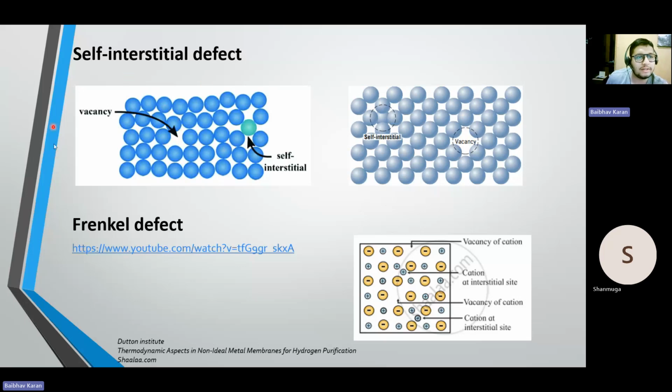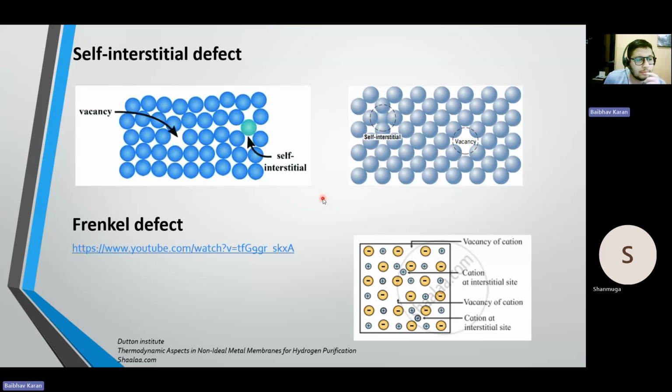Self-interstitial. Within the same material, there is an interstitial defect. As you can see here, there is a vacancy created here, and this element, this atom, is going and sitting at a different place.